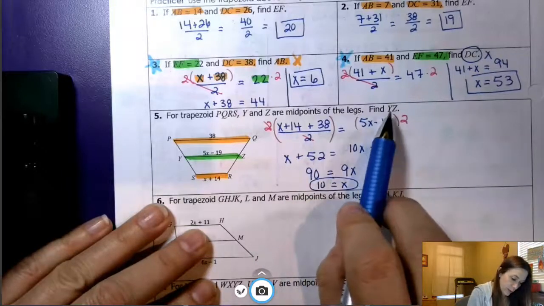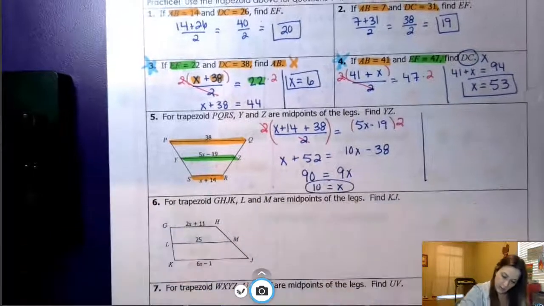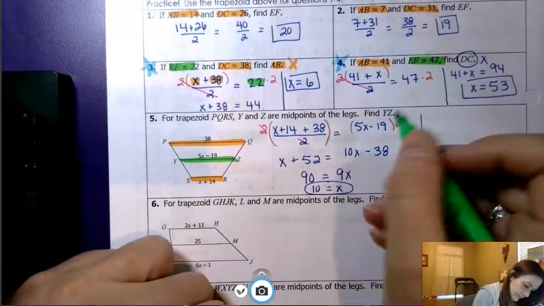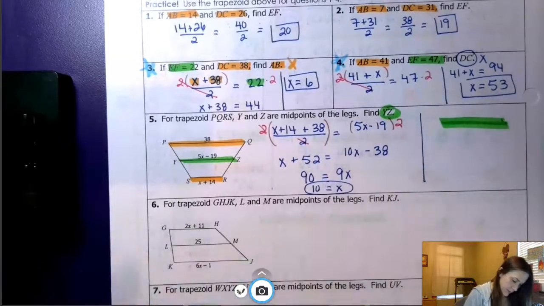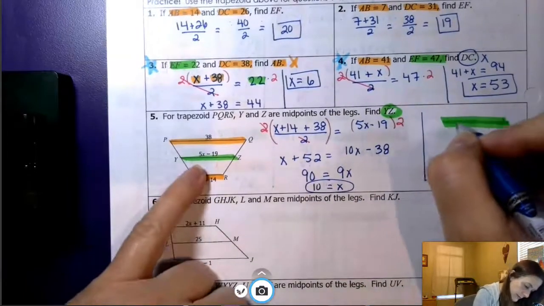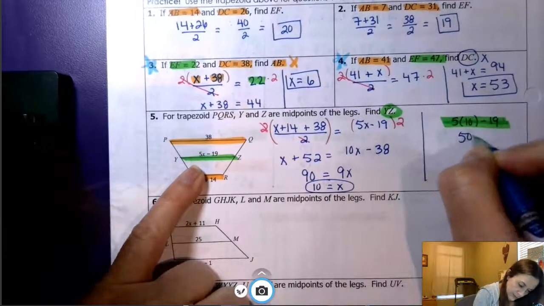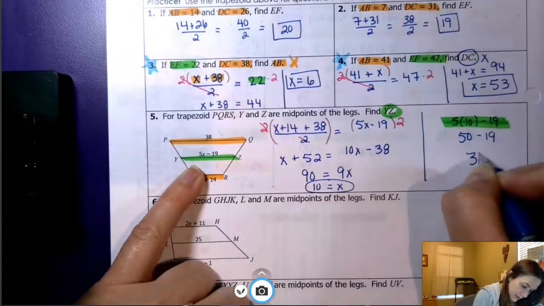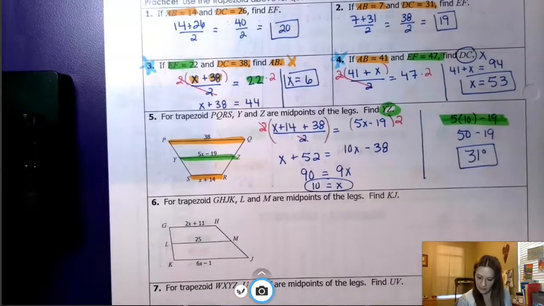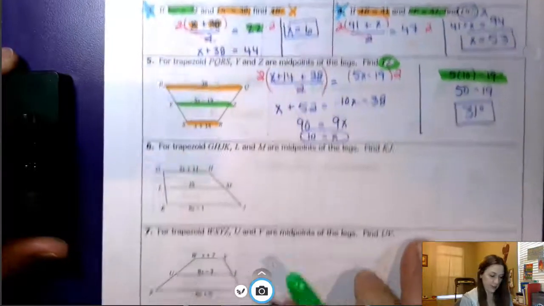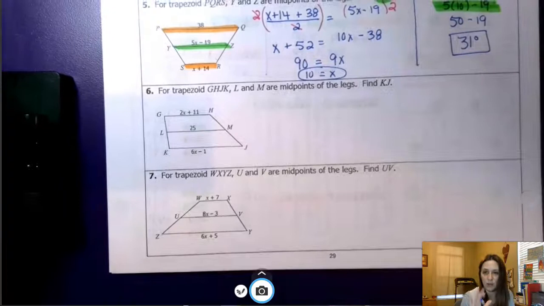Well, it's asking me to find yz. Well, yz is this one right here. So if I'm finding yz, I'm going to plug it in. 5 times 10 minus 19. 50 minus 19, I get 31 degrees for my answer. There we go. Take a minute. This one's very similar. I'm going to pause and then I'm going to work them out so you don't have to watch every step.